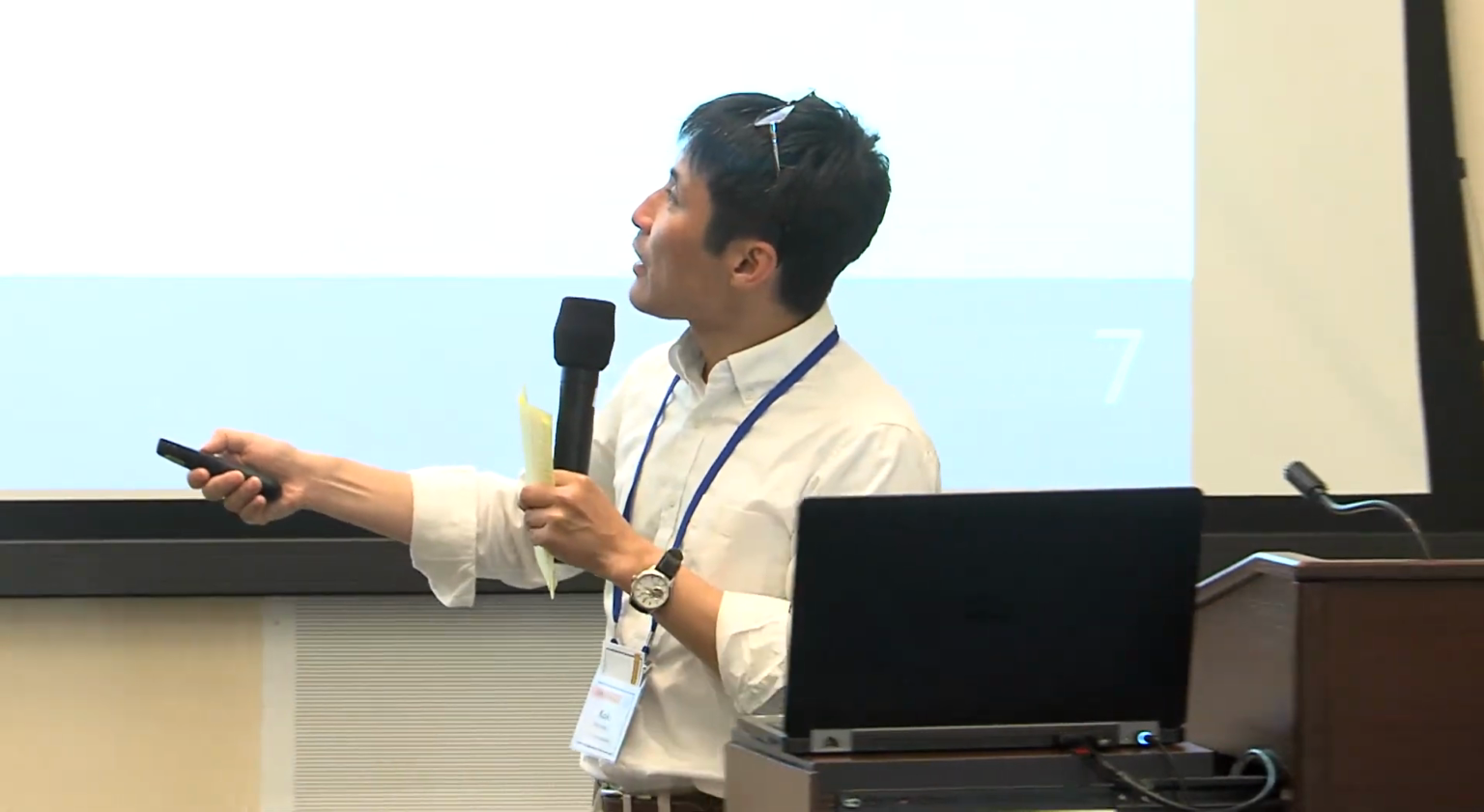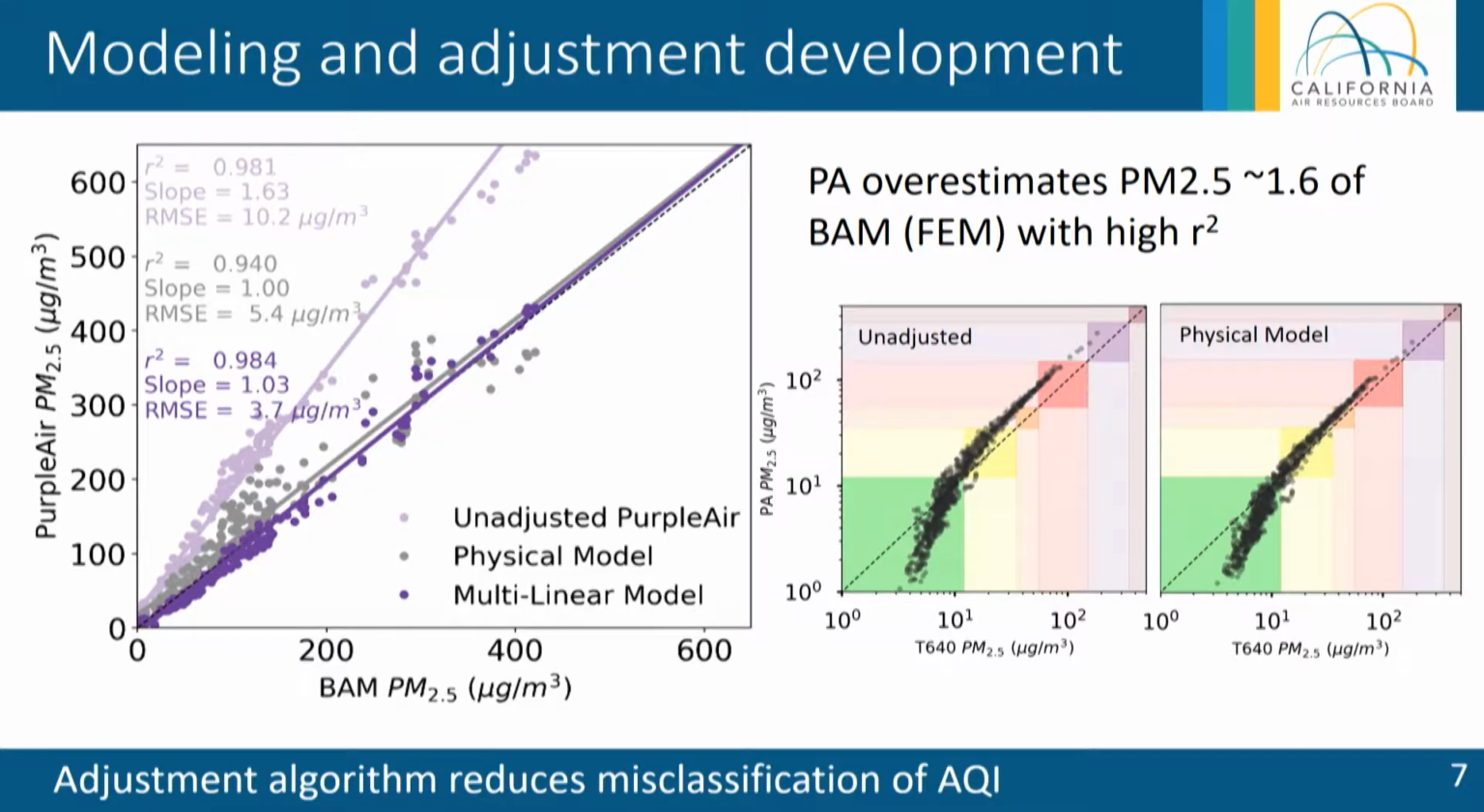Okay, let's move on to this chart. This is a chart of the proprietary data. The y-axis is proprietary data, and the x-axis is reference data. And then, like Brandon covered before, the proprietary tends to overestimate about 1.6x against the BAM. Let me just introduce two models we developed. We have a physical model, which is the gray one, and a multilinear model.